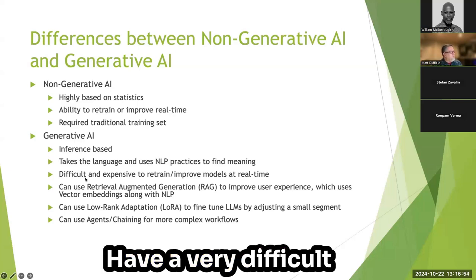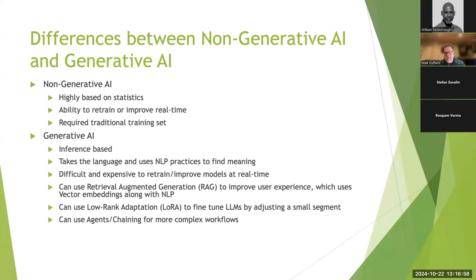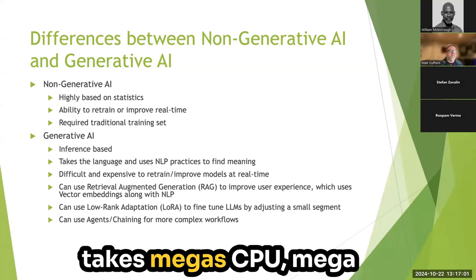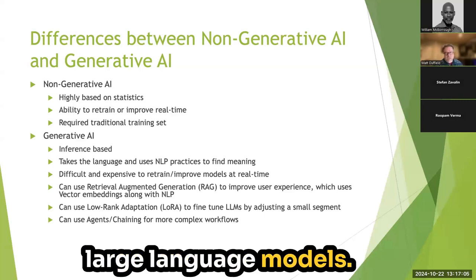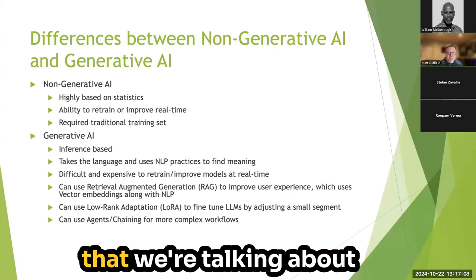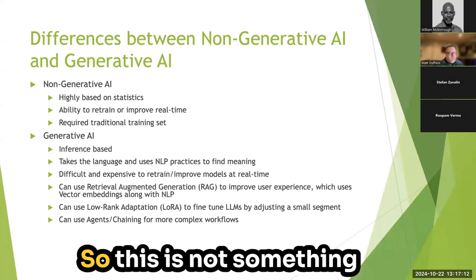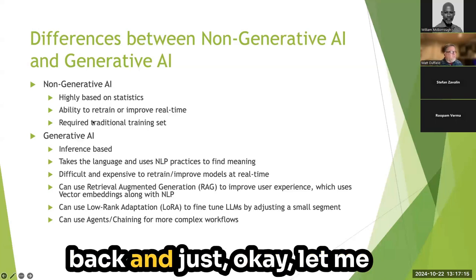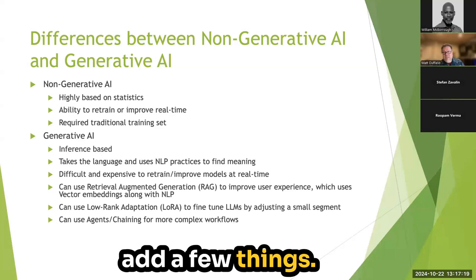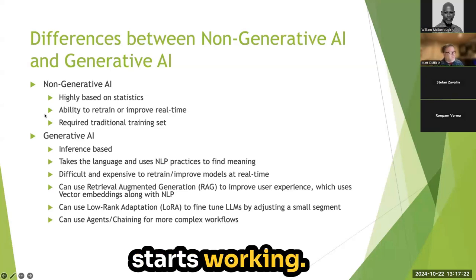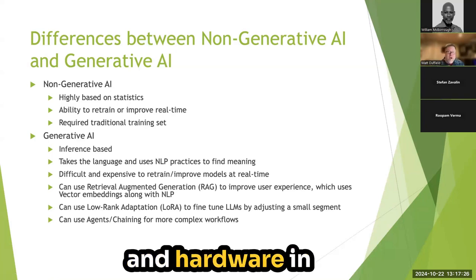We also have a very difficult time retraining and improving models in real time. It takes hours, and it takes mega CPU, mega servers to create these large language models. They're massive and super expensive. We're talking about billions and billions of parameters and tokens that it uses. So this is not something where you can just take an instance of SQL Server or a database, add a few things, and it magically starts working. This requires a lot of money, knowledge, and hardware to do.